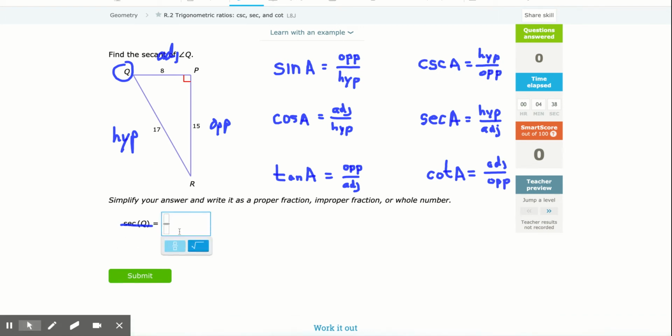So pause this video for just a minute and write down these ratios on a piece of paper because we're going to refer to them quite frequently as we work through this.